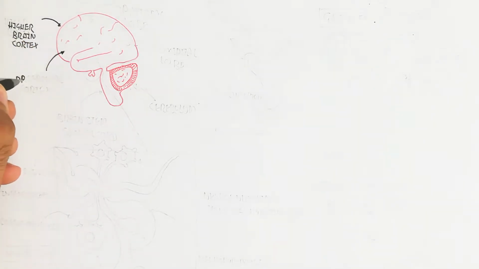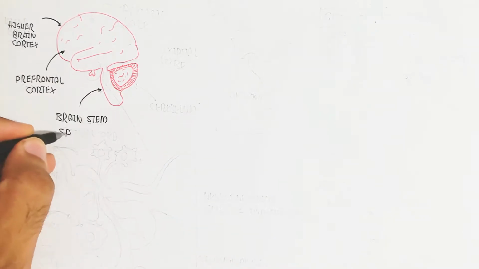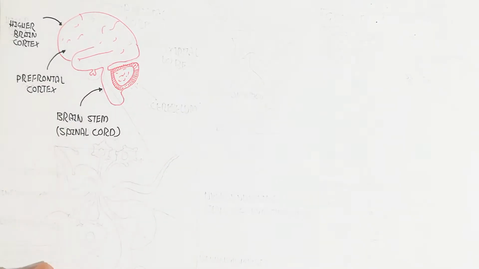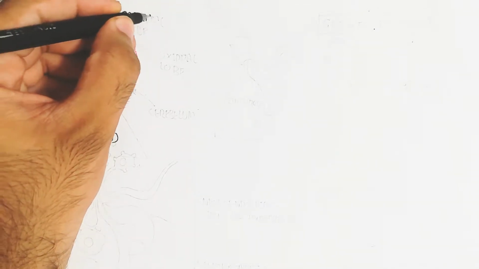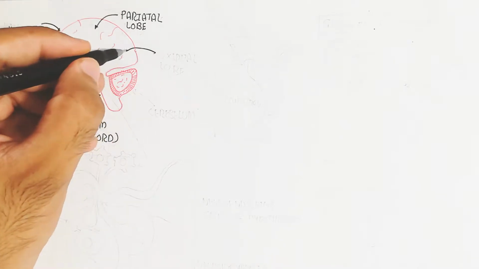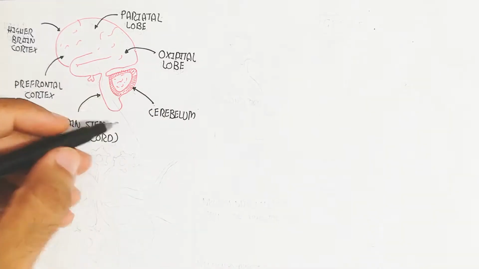So this is the brain. The higher brain cortex is known as the cerebrum, while this is the prefrontal cortex, the brain stem, the cerebellum for balance, the occipital lobe here, the parietal lobe, and the frontal lobe. So those are all the parts of the brain, but we are here to understand the pituitary gland.